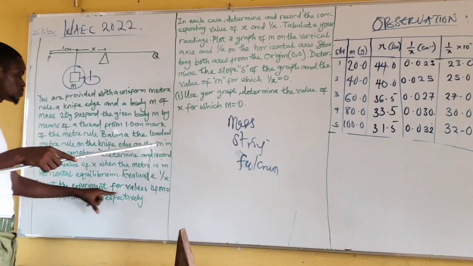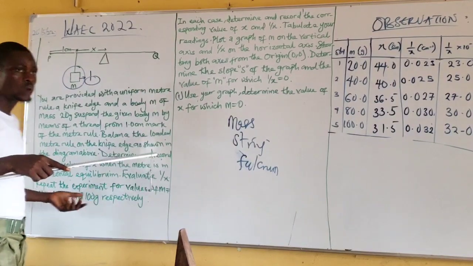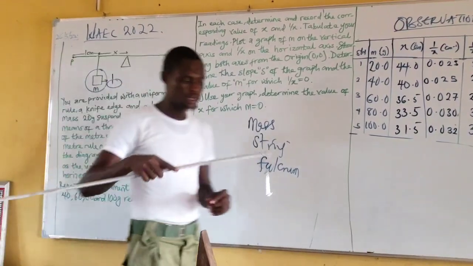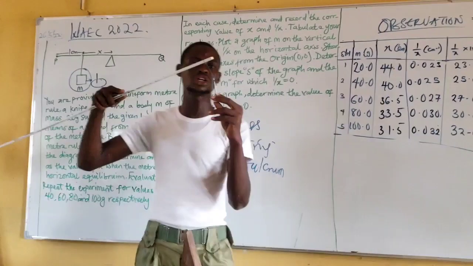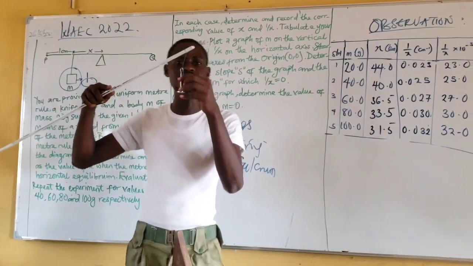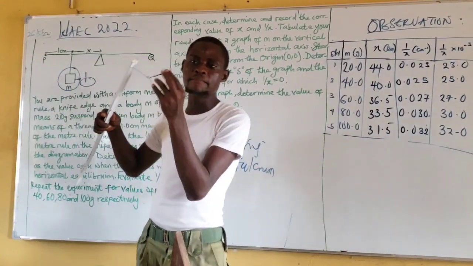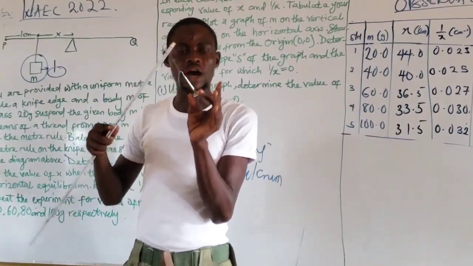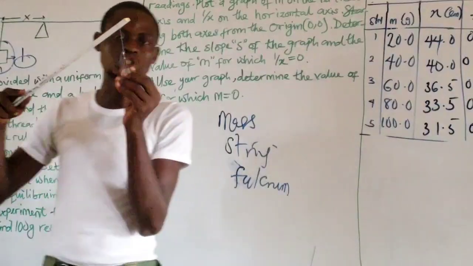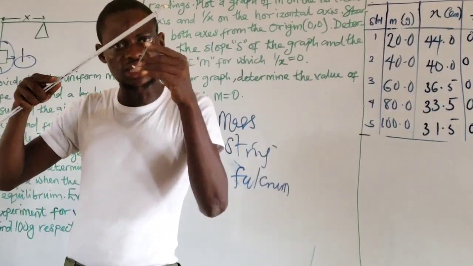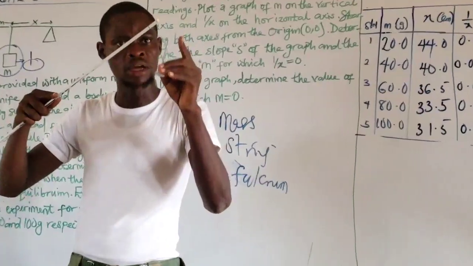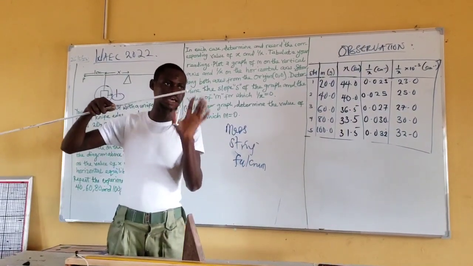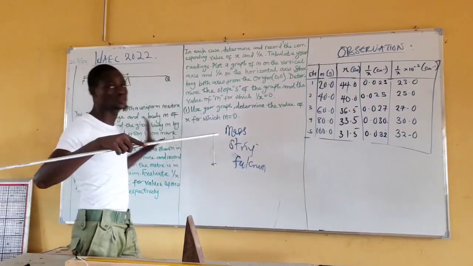The next thing is we will repeat the experiment for other values of m. That means when my m is 40, 60, 80, and 100 gram. Now, I want to explain something to you here. This mass hanger that I'm using has a mass of 20 gram. The mass that is here is 20 gram. Now, if you want to add your mass, you are going to take into consideration the mass of this hanger, which is 20 gram. So I make use of only this mass hanger to represent my 20 gram.